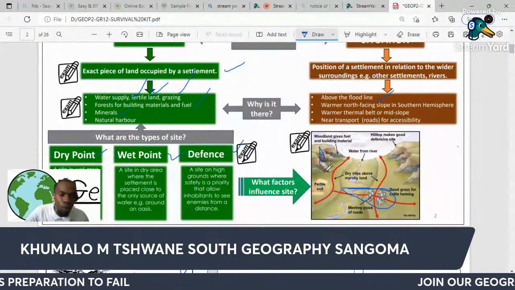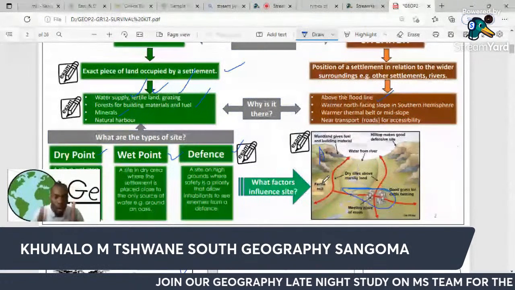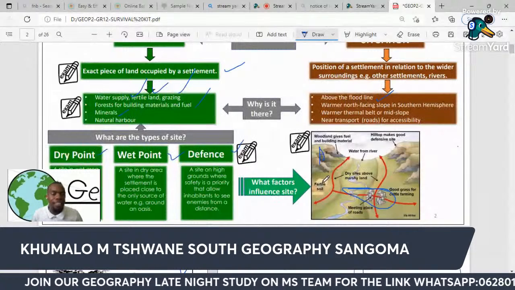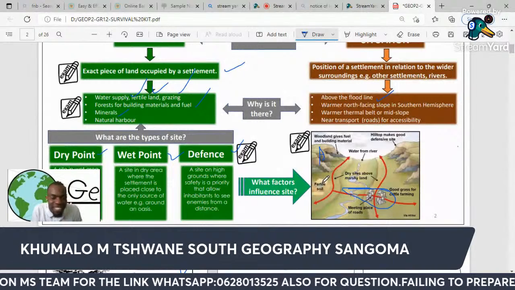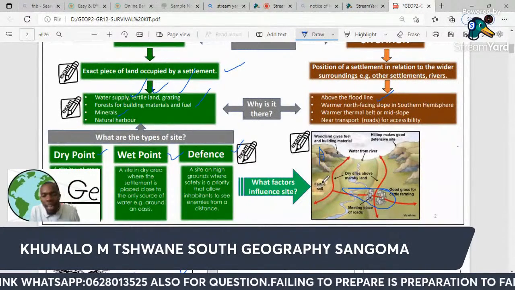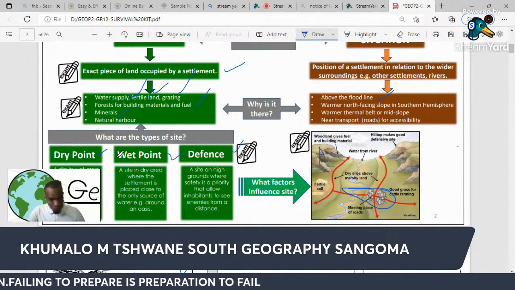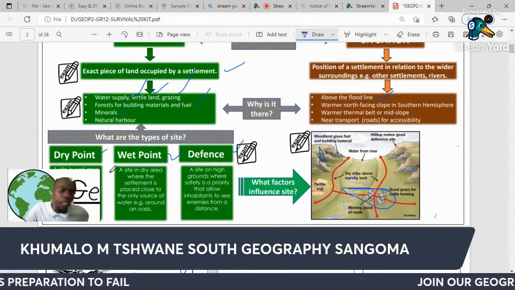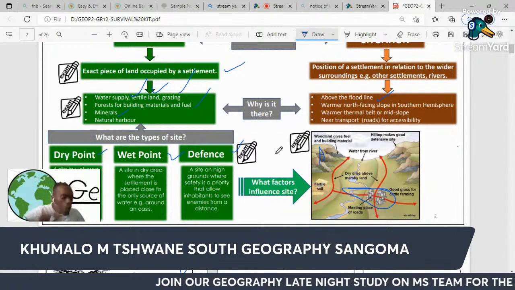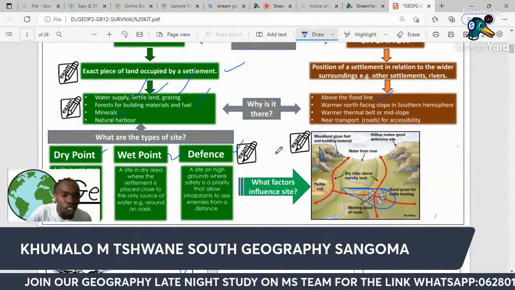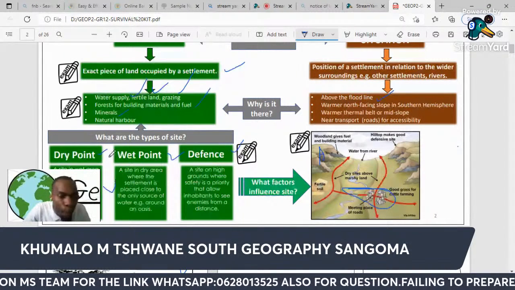But when it's far from a water source, it is a dry point. I guess that is where we should start: a wet point site will be that settlement that is built or developed near a water source due to the constraints and shortage of water. And then a dry point will be built on a dry place, away from a water source. Actually, it is built away from the water source. So you must be able to differentiate, especially these two, the dry point and the wet point.